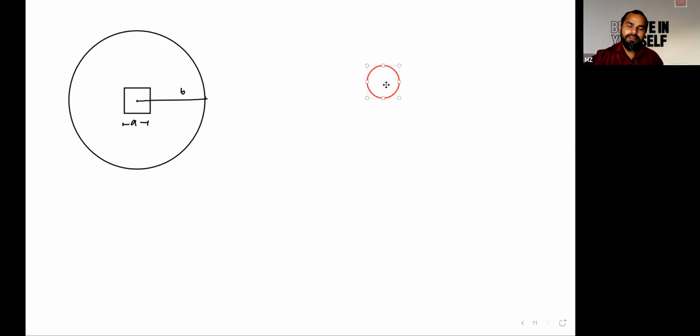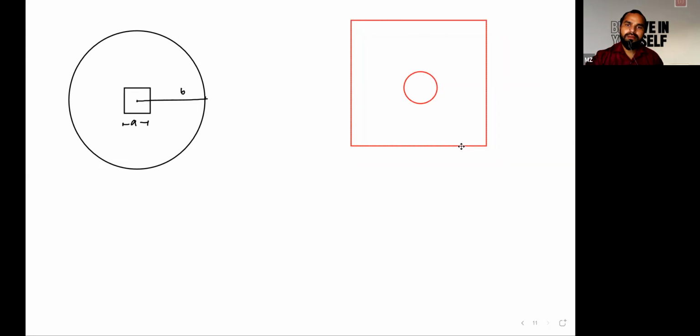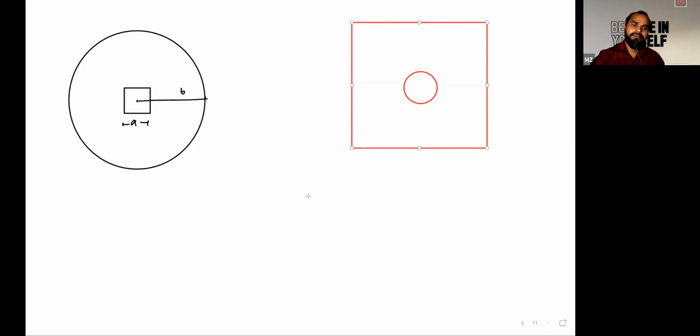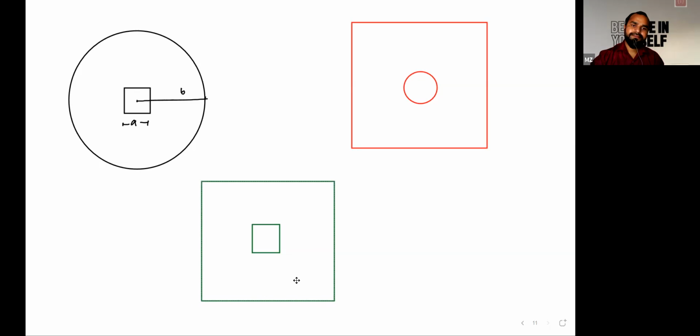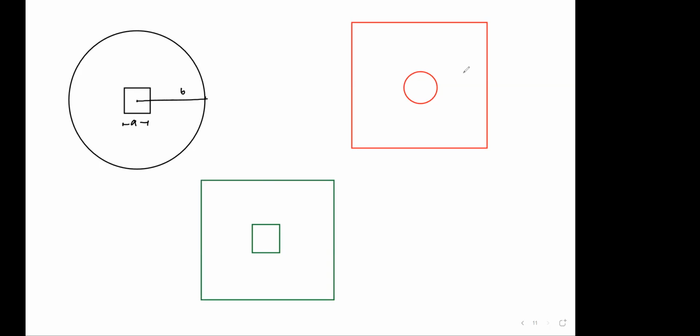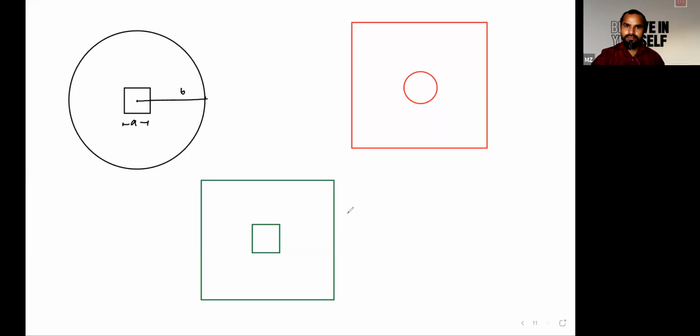Similarly, you can solve if there is a circle at the center and there is square at its boundary. Or there would be square at center and square at the boundary. So we have to solve for 3 cases. You can solve these three cases. I'm giving you just one.